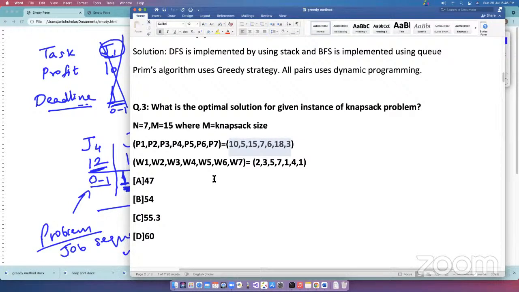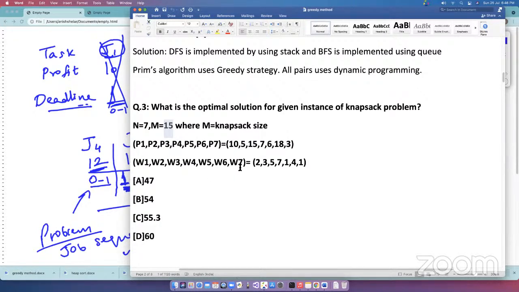So point is, 7 objects are kept on the table. And you have been asked to fill these 7 objects in your empty bag. Bag is empty, I said that sack is empty. And how much weight can sack carry? 15 kg. Above 15 kg, if you fill, sack will break.